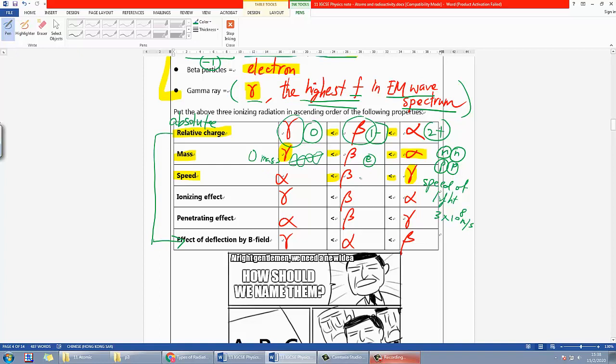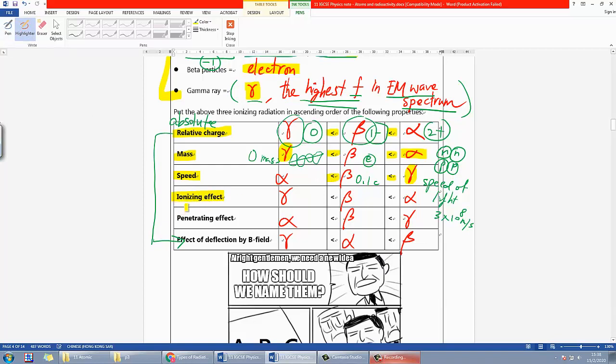For beta, as I remember, it will be around 0.1 c, I think, and then alpha is much slower. That's because they are heavier, so they move slower.